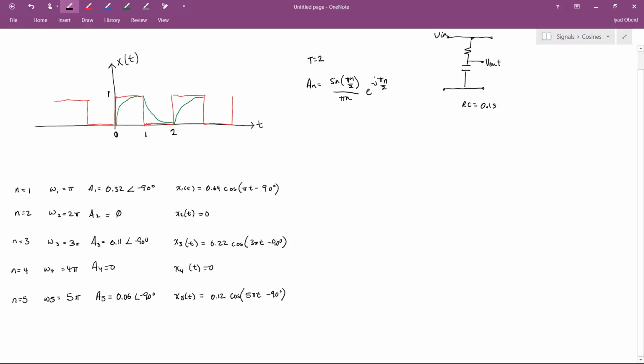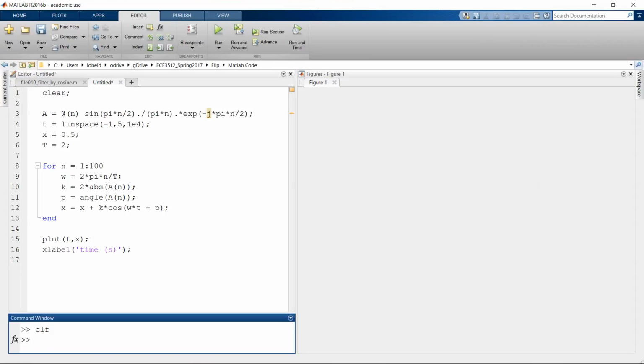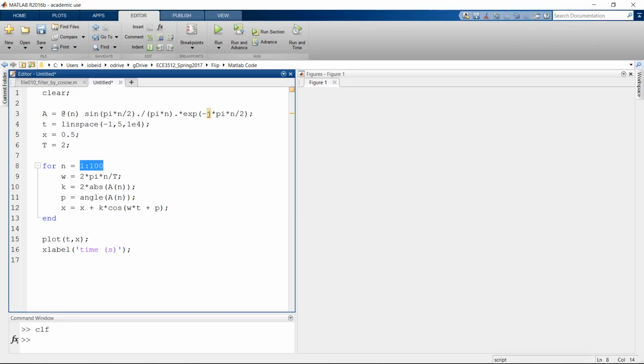Now, I'm writing this out longhand, but I don't really need to do that. I can check that my answers are right by going straight to MATLAB. So for example, here's some MATLAB code where I have essentially coded up exactly what you've been looking at. I'm going to visit 100 harmonics. For each harmonic, I'm going to define the frequency of the nth harmonic, and then calculate the magnitude and the phase of that harmonic according to the formula for A. And A is right here. That's the exact same function I was using before: sine of pi n over 2, over pi n, times e to the minus j pi n over 2.